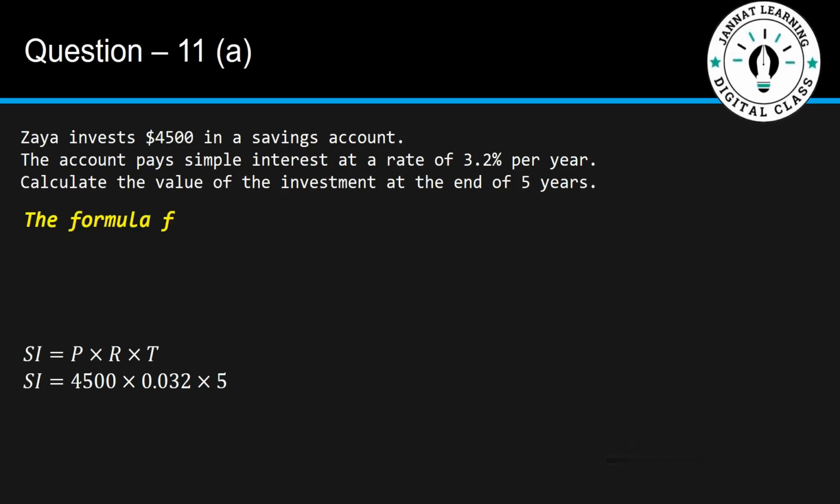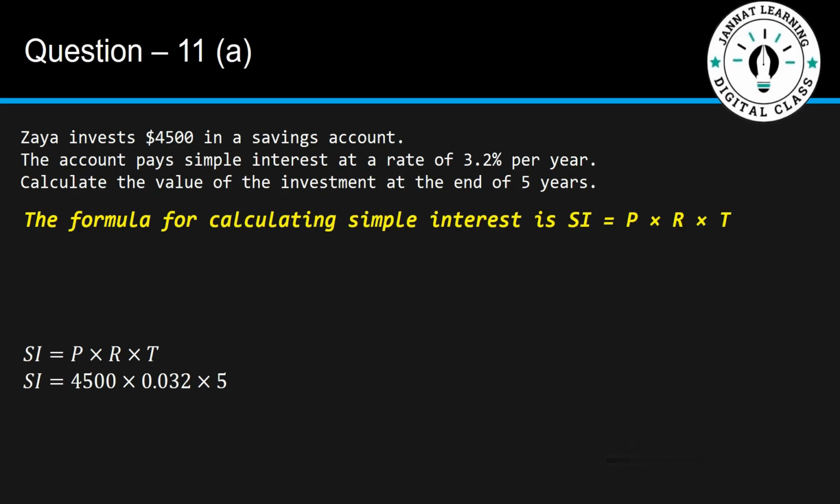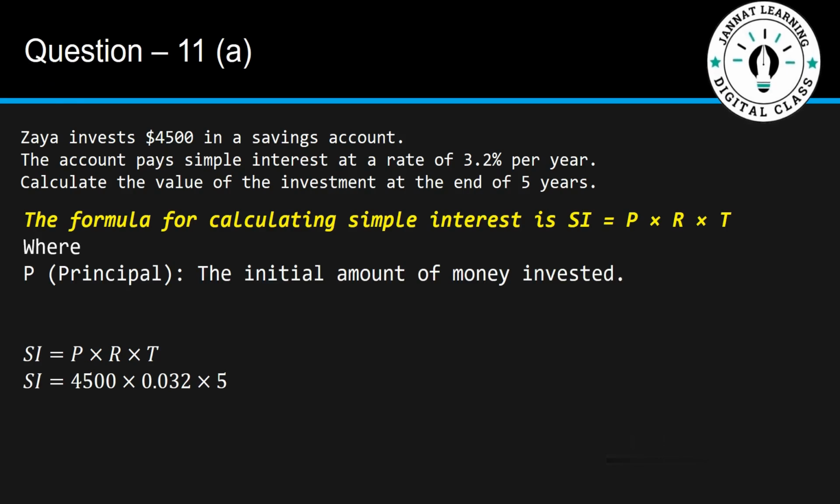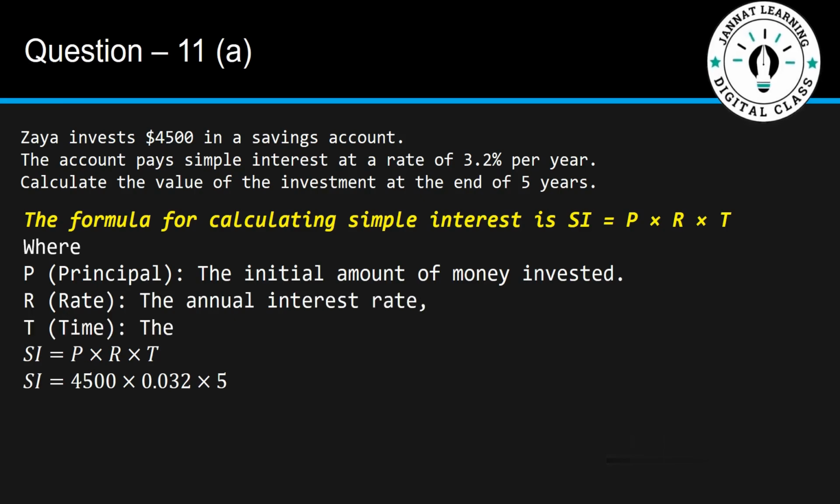The formula for calculating simple interest is SI equals P multiplied by R multiplied by T, where P, principal, the initial amount of money invested, R, rate, the annual interest rate, T, time, the duration of the investment in years.